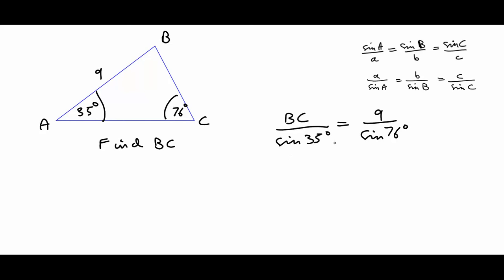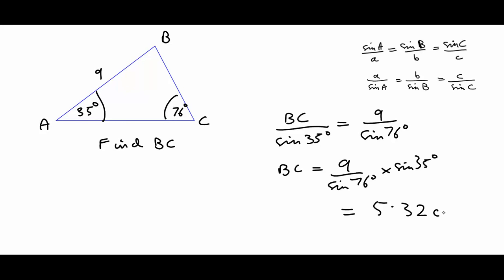And then multiplying both sides by sine 35, we'll have BC equals 9 over sine 76 degrees times sine 35 degrees, and using the calculator that will equal 5.32 centimetres, and the sides are in centimetres, to three significant figures.